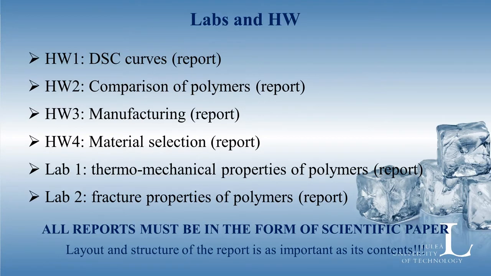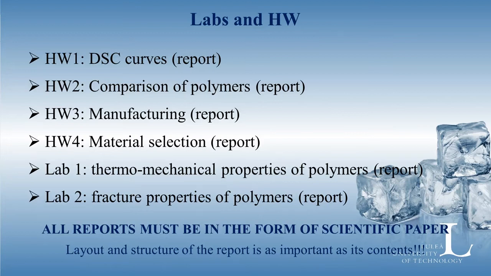Homework 3 and homework 4, these are two homeworks which will be joined together in one. It's about manufacturing and material selection, and the basic idea is that you are given different products and you will have to discuss what are the possible manufacturing methods for these products and what are the materials used currently and possible alternatives for those materials, and also talk about processing conditions, how they can be altered in order to alter product properties, and so on.